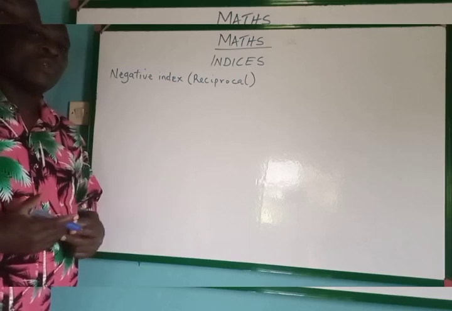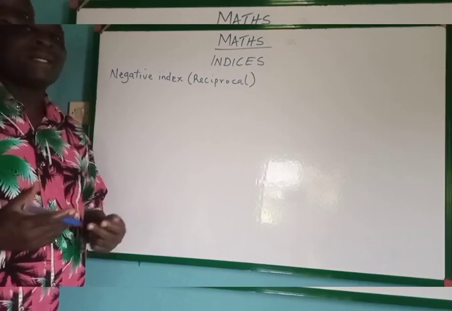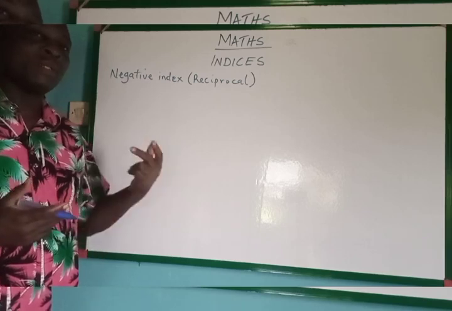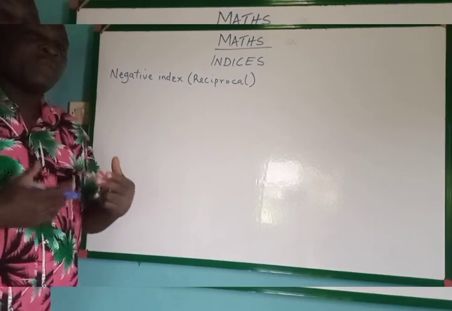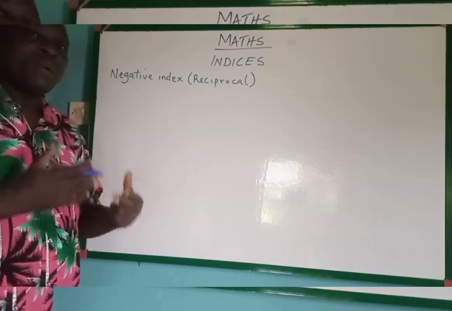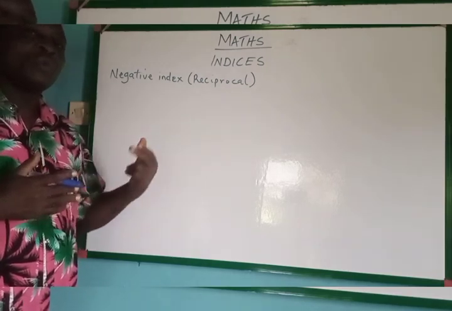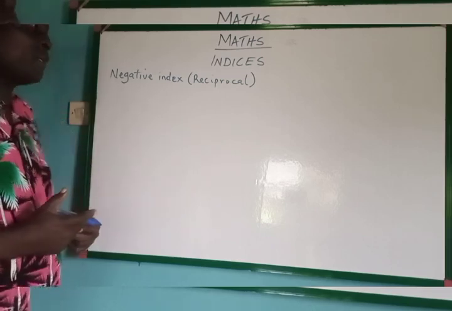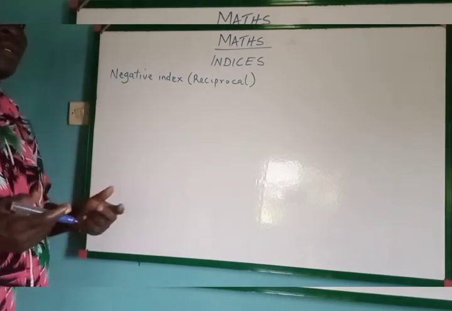Last class, the video we dropped last was on reciprocals. That video was to help us understand how we operate reciprocals in mathematics. We said that reciprocal means the opposite, the numerator taking the place of the denominator and the denominator taking the place of the numerator. So we are going to apply this in this law. The essence of taking that topic was to give us a better understanding of this topic. So negative index, what is the law and how is it resolved?